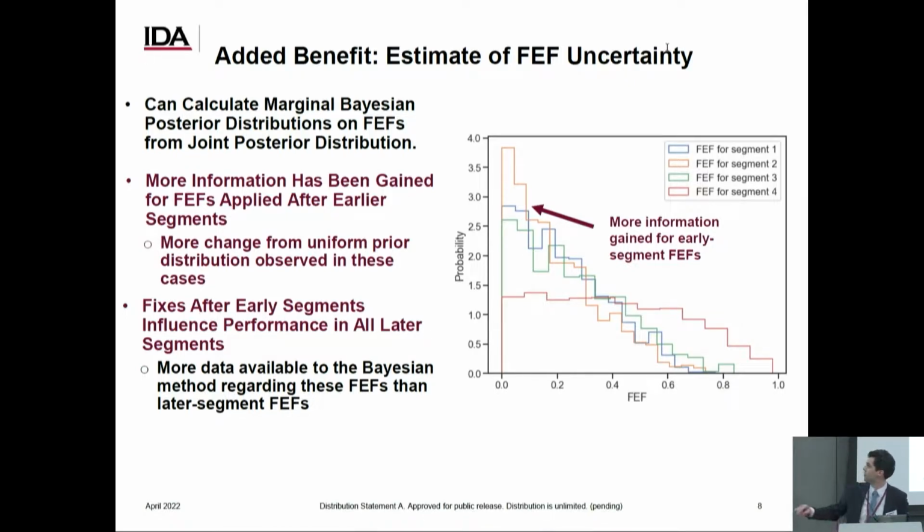And that can be shown by the difference from a uniform distribution. And it makes sense because the early fixes influence all later test segments. So we effectively have more data to evaluate these factors.